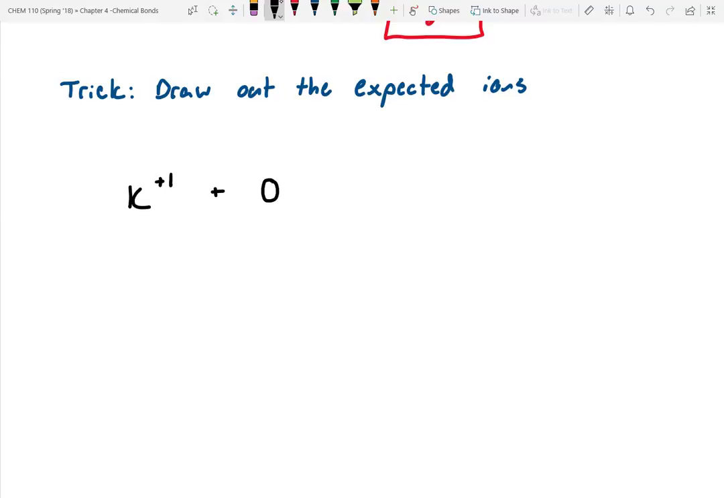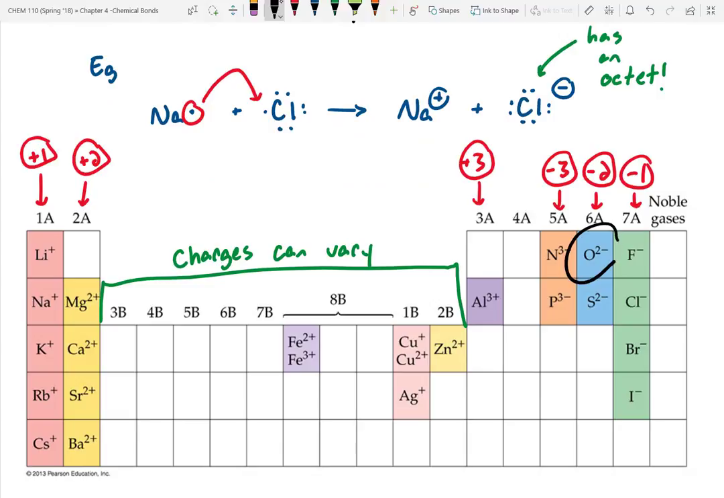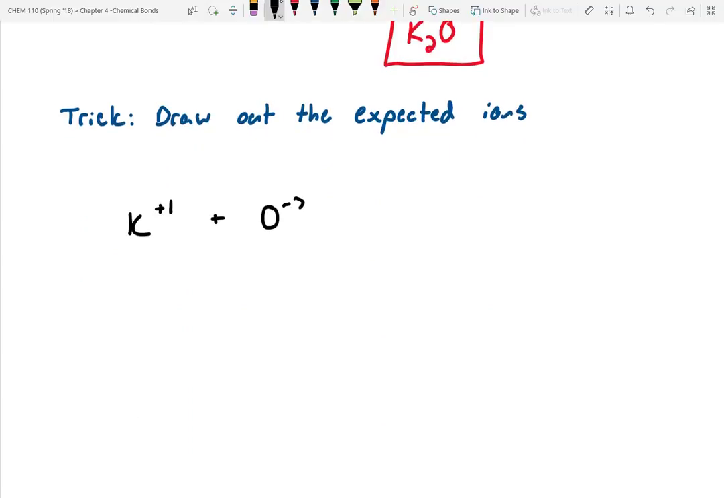Oxygen, when it's ionic, we know is -2, right? If we go up to this table, oxygen, because it's in group 6A, likes to be -2. So you can go ahead and say -2.